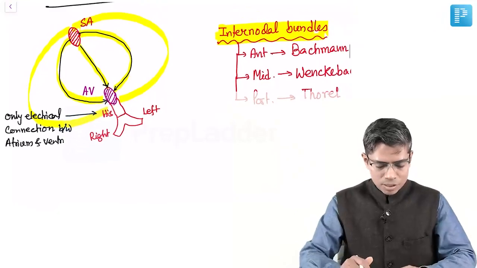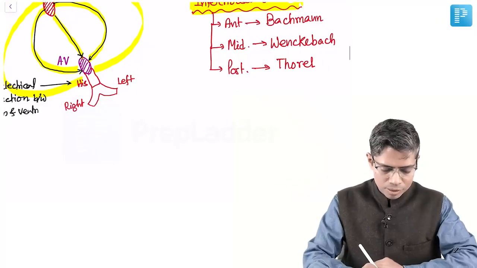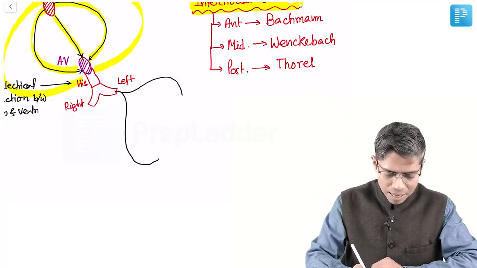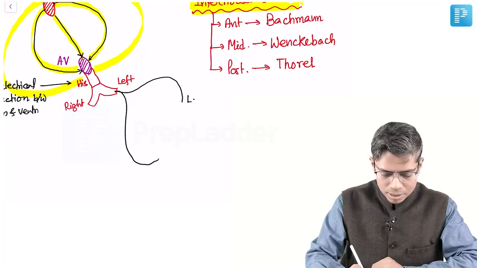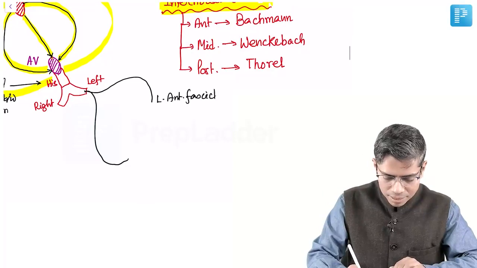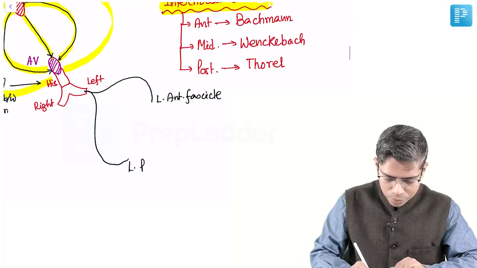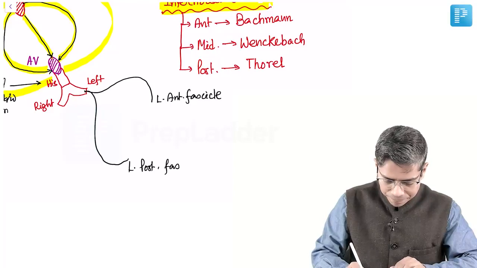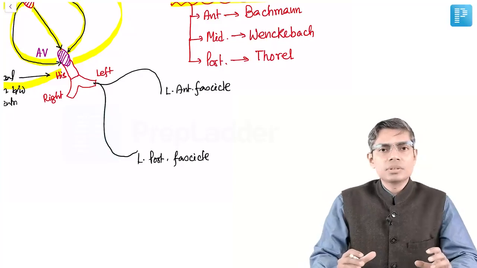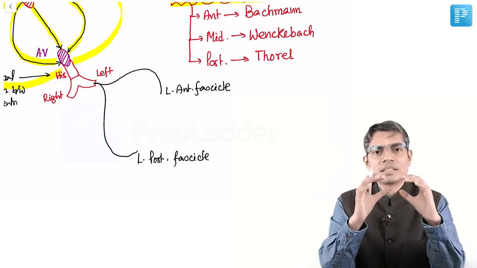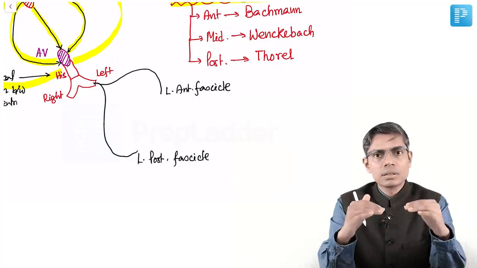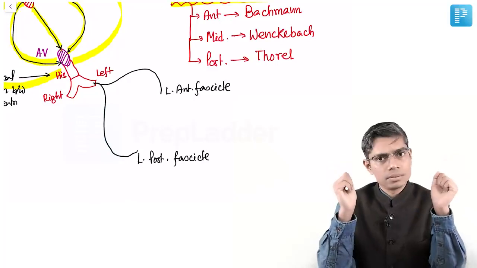Now after this, we all know that the left bundle branch will be divided into the left posterior fascicle and the left anterior fascicle. So this is the left anterior fascicle, and this is the left posterior fascicle, right? Fascicles means bundles of fiber. These fascicles generally run through the endocardial region of the heart.